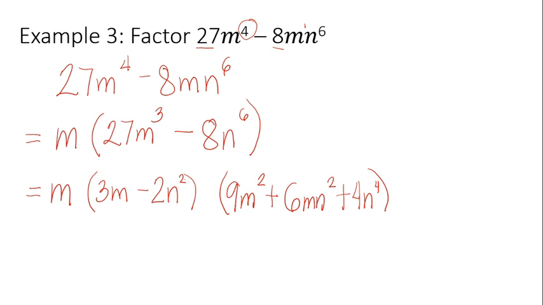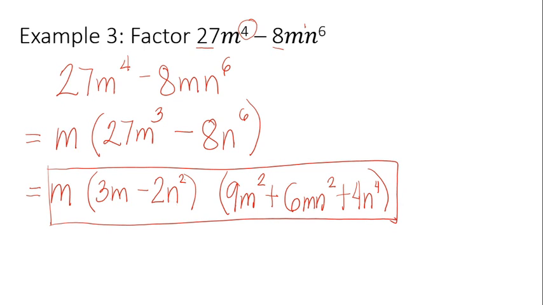The factor of 27m to the 4th power minus 8mn to the 6th power is m times the quantity of 3m minus 2n squared times the quantity of 9m squared plus 6mn squared plus 4n to the 4th power.